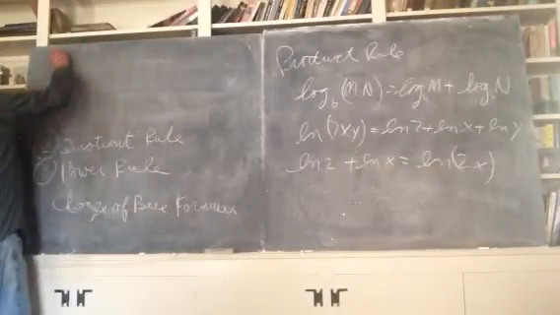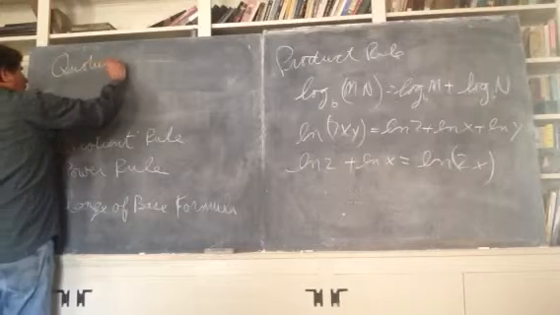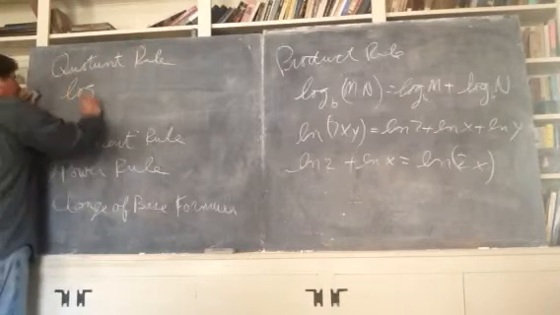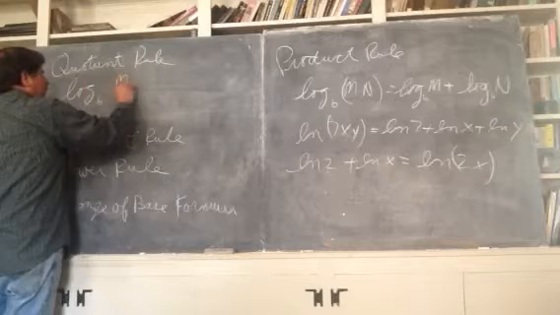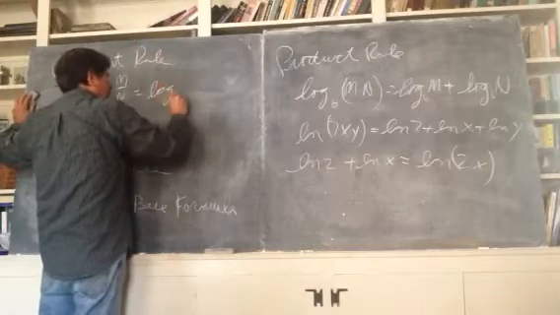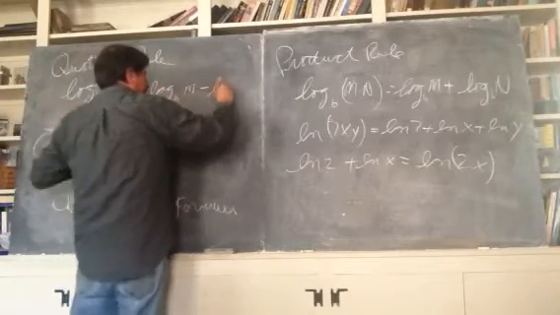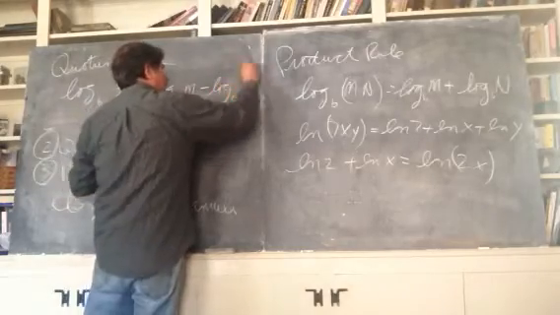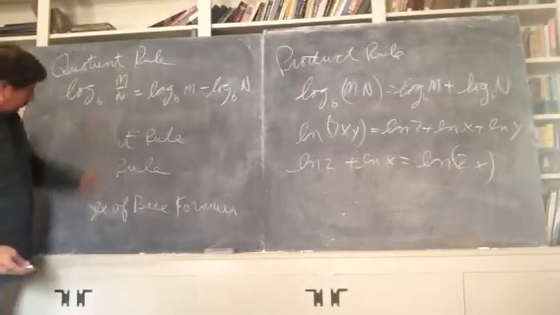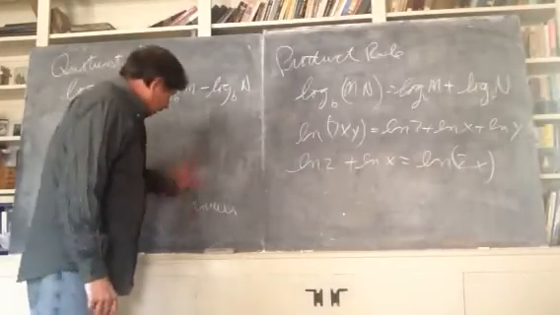So the next is the quotient rule. And instead of multiplying, you're dividing. Log to some base of m over n is, you're subtracting now. Log to some base of m minus log to that base of n. That's it. That's the quotient rule. And again, we're going to put all these together. I'll give you 2 examples.